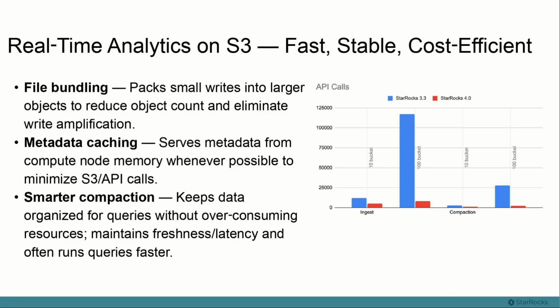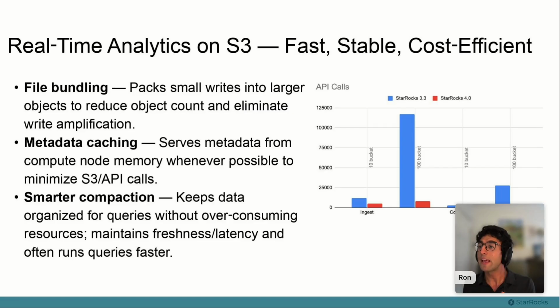Second being metadata caching. Instead of having to talk to your object store for every single API call, we're prioritizing serving the metadata straight from the local compute node memory whenever possible to save that call and the round trip time, and ideally not have any if we already have some of the data stored locally.